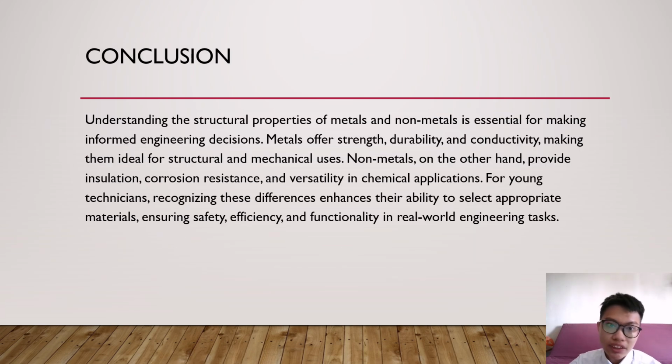As a conclusion, understanding the structural properties of metals and non-metals is essential for making informed engineering decisions. Metals offer strength, durability, and conductivity, making them ideal for structural and mechanical use. Non-metals, on the other hand, provide insulation, corrosion resistance, and versatility in chemical applications. For young technicians, recognizing these differences enhances their ability to select appropriate materials, ensuring safety, efficiency, and functionality in real-world engineering tasks. And that's all.